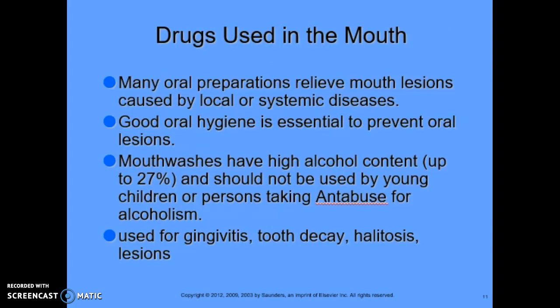Let's look now at some drugs used in the mouth. Many are oral preparations that relieve mouth lesions caused by local or systemic diseases.